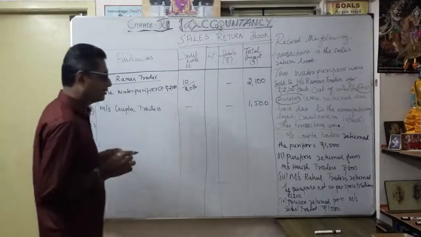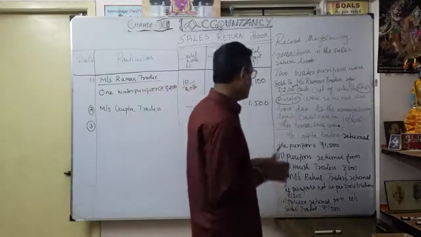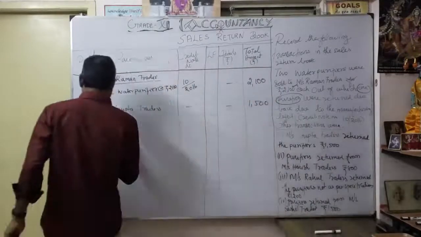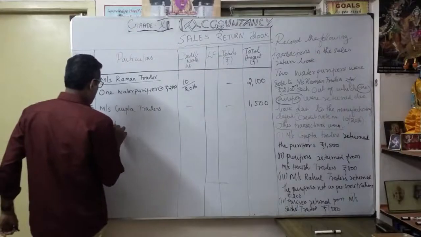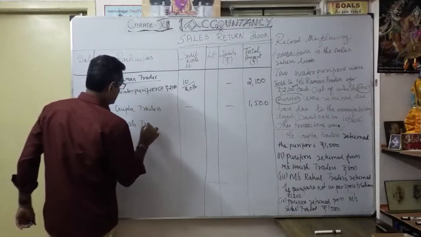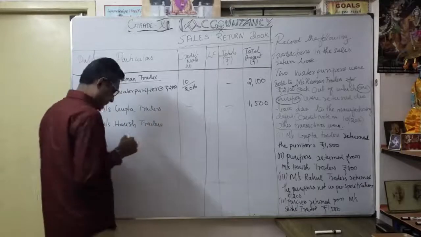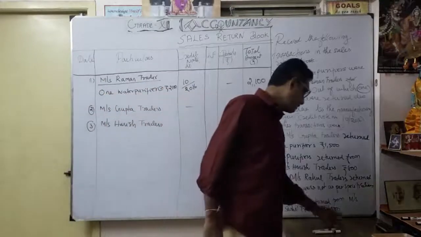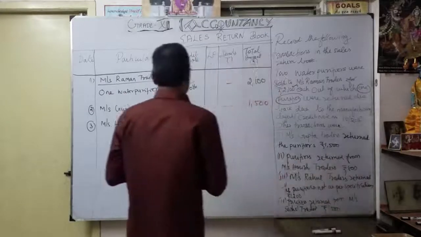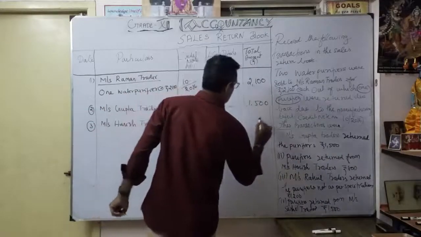What is the third one? Again, purifiers returned from Arish Traders. How much? 800. So here also no credit number, nothing. So returned from Arish Traders 800. Okay. So dash 800.